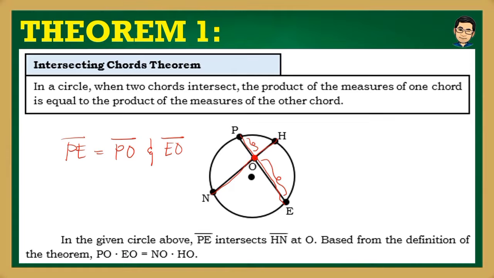Tapos, yung second chord naman, which is line segment HN, nahati sa dalawa. So, yung unang segment is NO. Pangalawa naman is line segment HO or OH. Ibig sabihin, kapag pinag-multiply natin yung products ng mga segments na yan, kailangan equal po sila sa isa't isa.